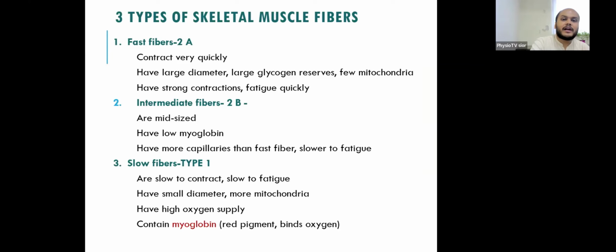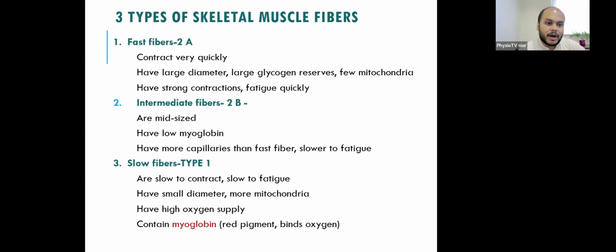Apart from that, there are basically muscle fibers which are present. Now there are fast fibers, which are type 2A fibers, which contract very quickly. They are large diameter fibers, which have large glycogen reserves. However, they have very few mitochondria. Why is this important to us? Because they are the ones that can cause a strong contraction, but they cannot sustain the strong contraction for a long amount of time. So they fatigue very quickly.